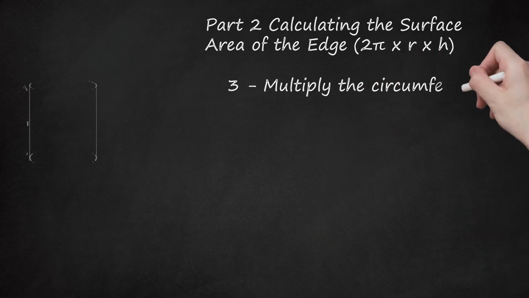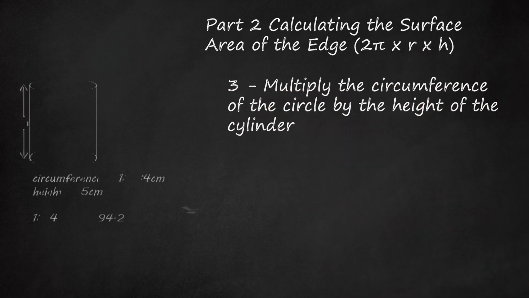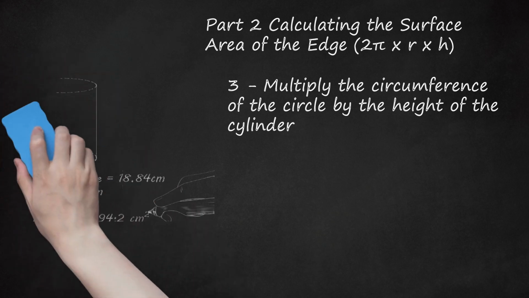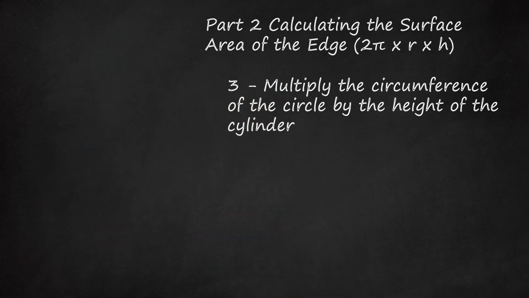3. Multiply the circumference of the circle by the height of the cylinder. This will give you the outer edge surface area. Multiply the circumference, 18.84 cm, 7.4 in, by the height, 5 cm, 2.0 in. 18.84 cm, 7.4 in, times 5 cm, 2.0 in, equals 94.2 square centimeters.